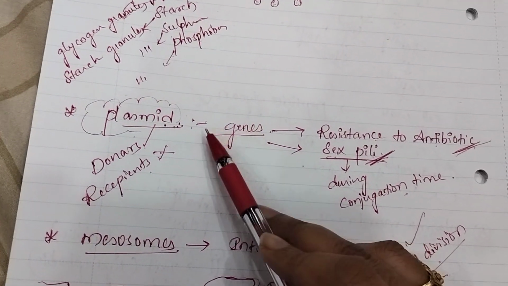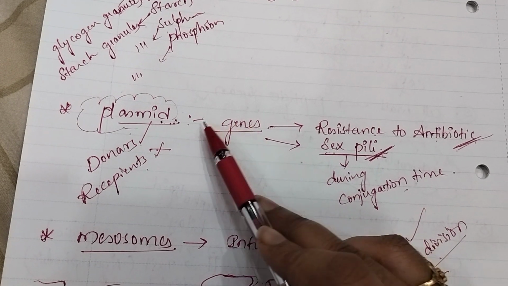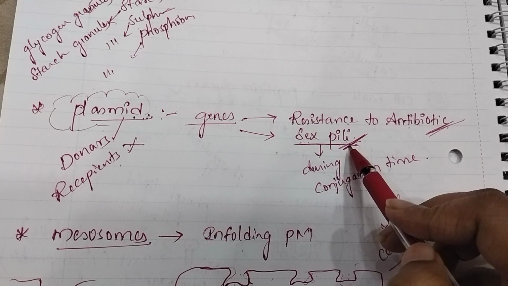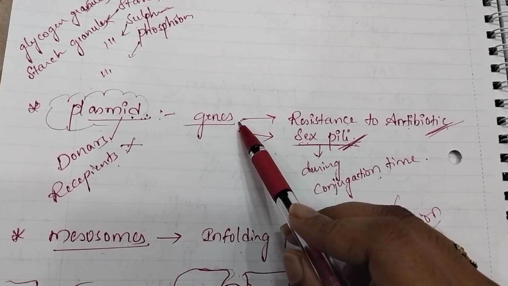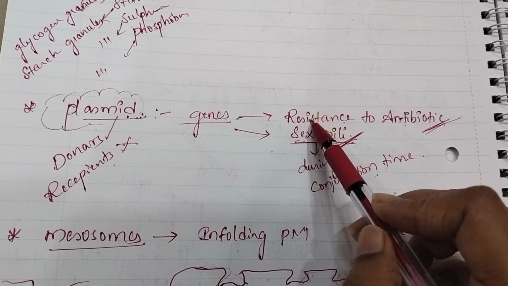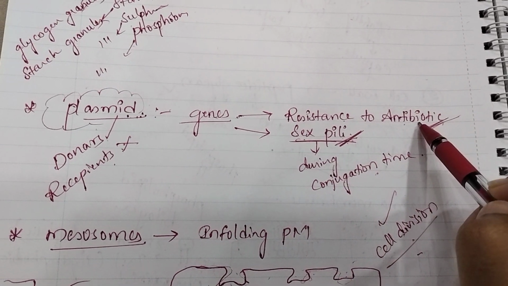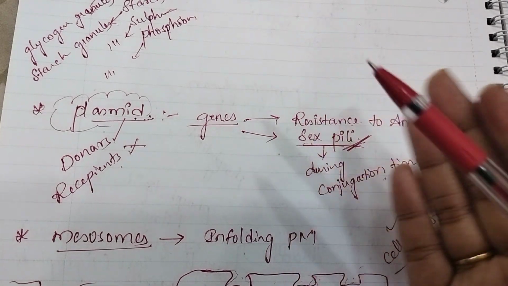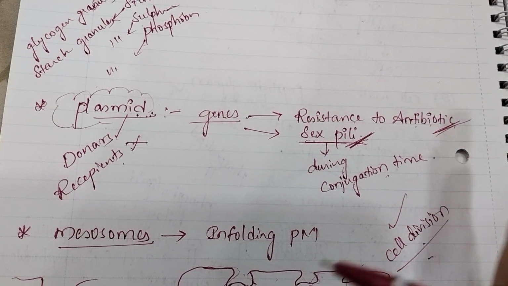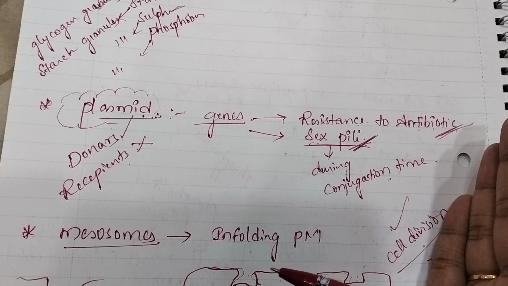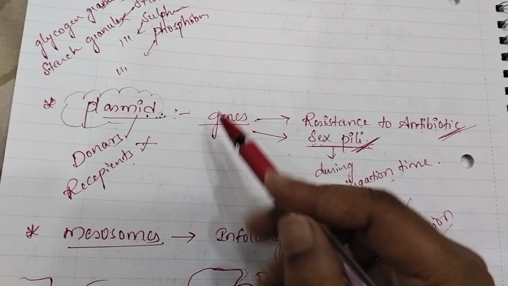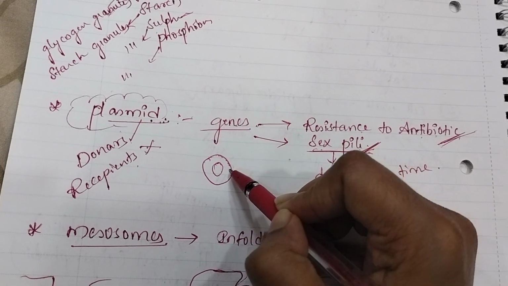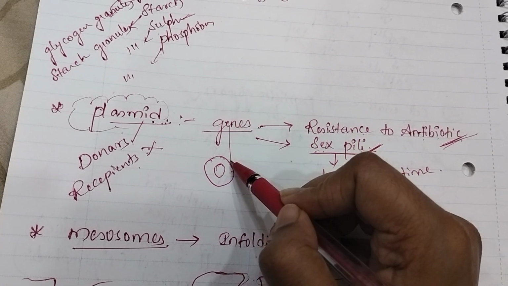So this plasmid is responsible for formation of sex pili in that particular bacteria, and also this plasmid helps in showing resistance to antibiotics. This plasmid is nothing but extra chromosomal DNA. That means the nucleus is also present, right? That is having genes, but apart from the nucleus there is also another thing called plasmid. It is called extra chromosomal DNA, and it has genes.